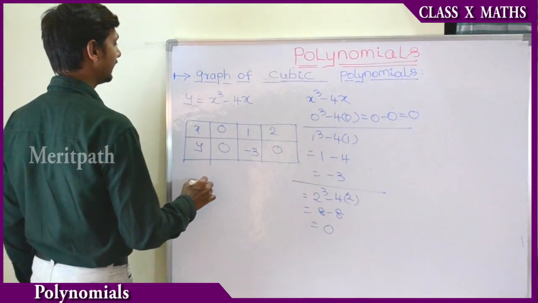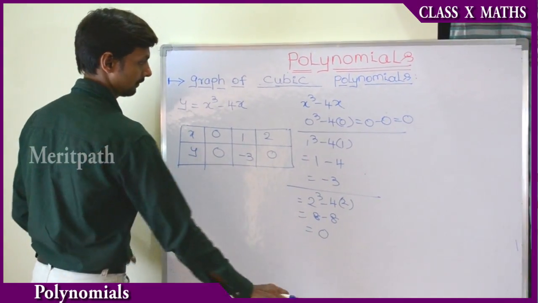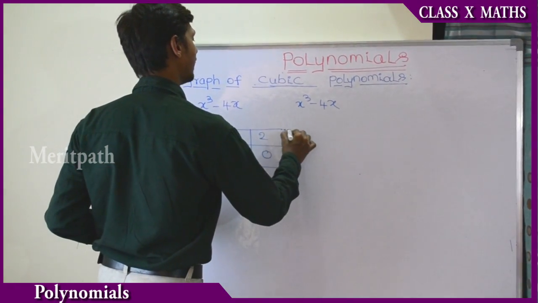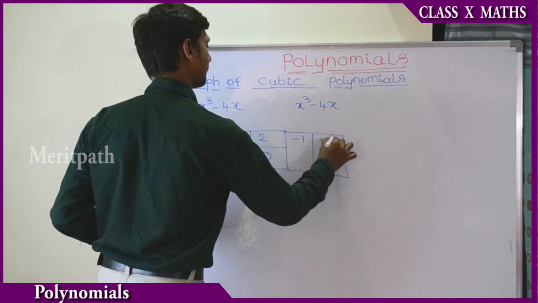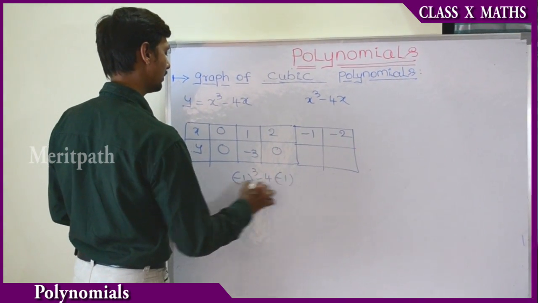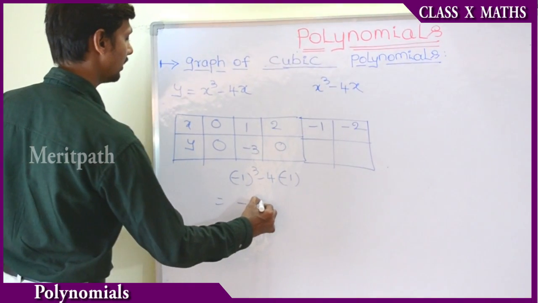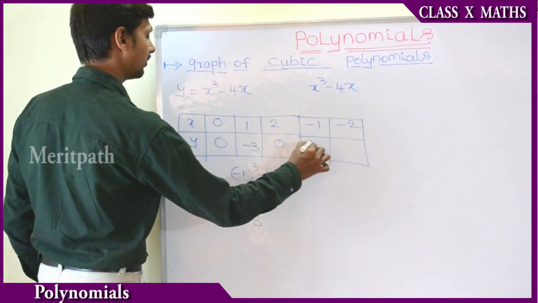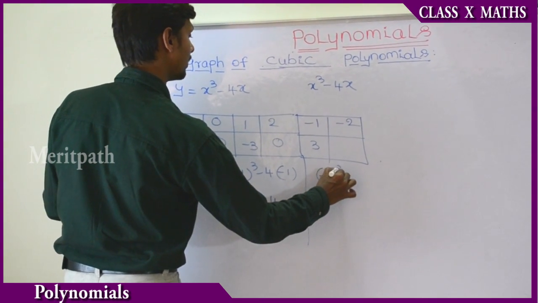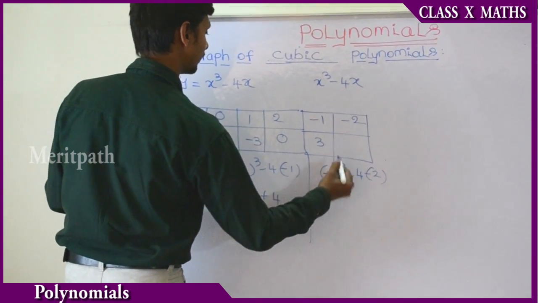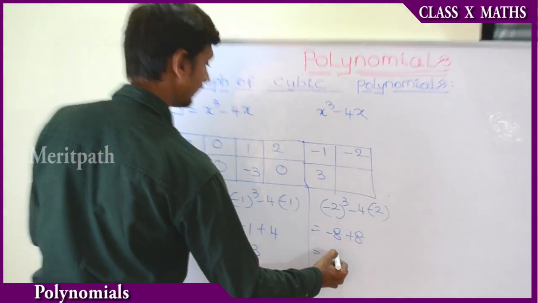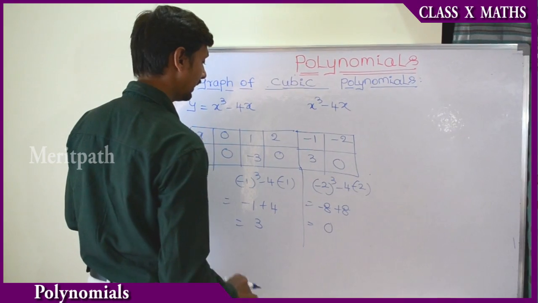In the same way, let us take negative values, minus 1 and minus 2. For minus 1, it is minus 1 cubed minus 4 into minus 1, then it's minus 1 plus 4, and then it is 3. For minus 1 it is 3, and then the next one is minus 2 whole cubed minus 4 into minus 2, that is minus 8 plus 8, it will be 0. Then for minus 2 it will be 0.